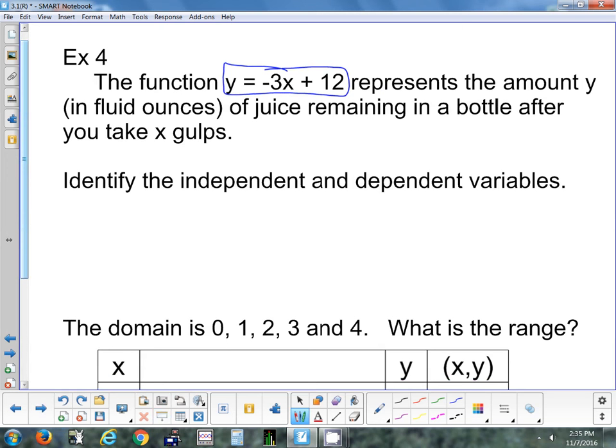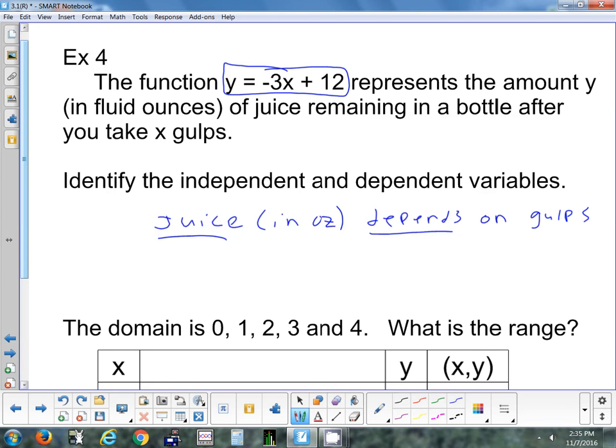Let's ask ourselves the same question I just did before. Does the amount of juice that's left depend on how many gulps I take? Or does how many gulps I take depend on how much juice is left? The first one. Let me write it a little shorter: how much juice is left, in ounces, depends on gulps. You have to write this right now.